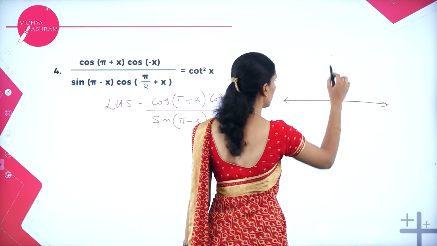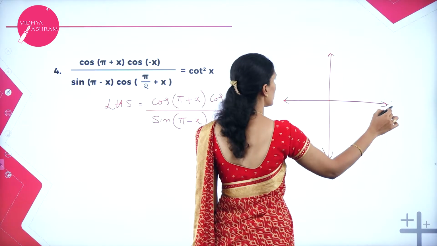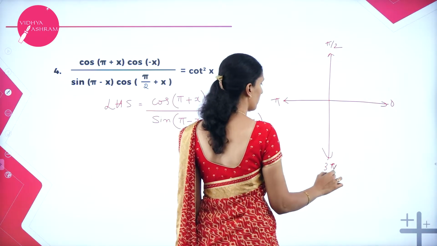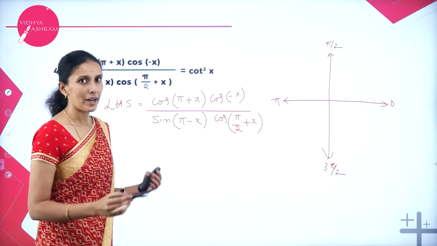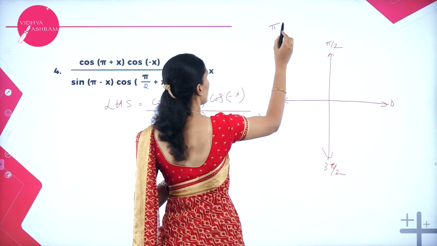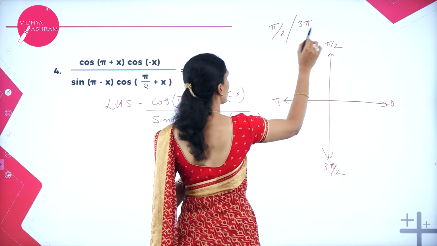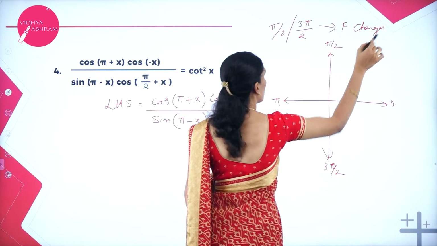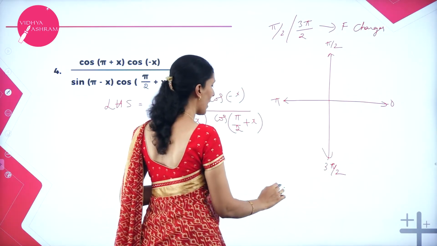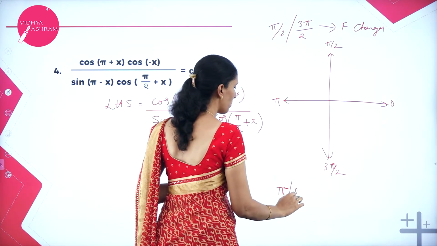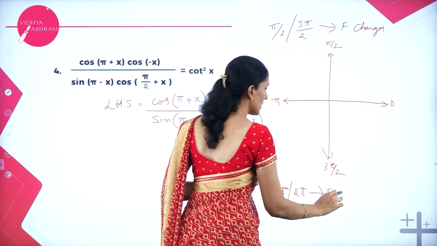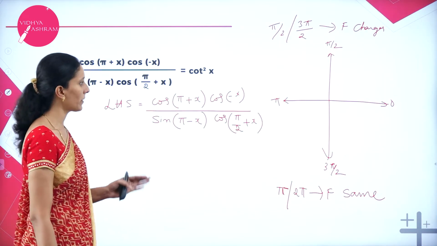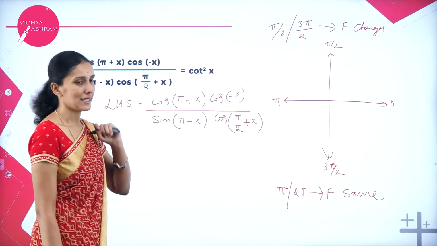You have 4 quadrants: 0, pi by 2, pi, 3 pi by 2. Now look here. Whenever the ratio is with pi by 2 or 3 pi by 2, the function changes to its co-function. If it is with pi or 2 pi, the function remains the same. It will not change. So remember this property.